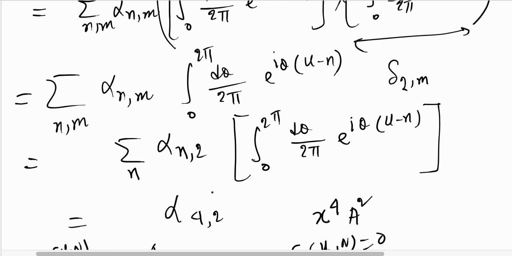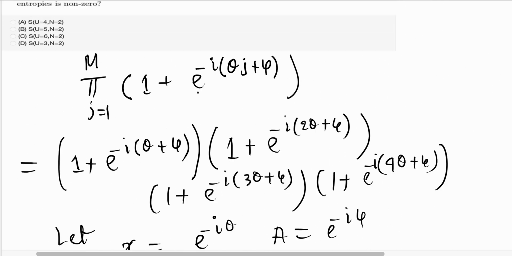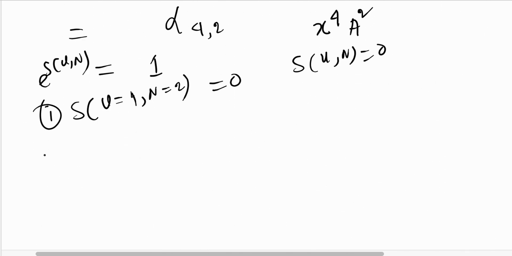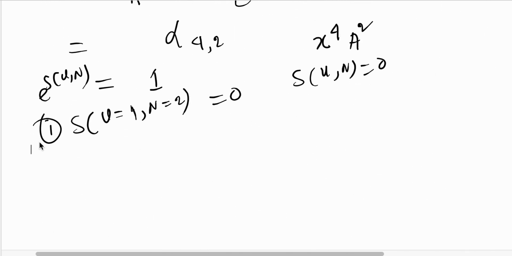S for U equal to 4, N equal to 2 is 0. Okay, that's right. So A is 0. Now B, U equal to 5 and N equal to 2. So all the things I have to track down.